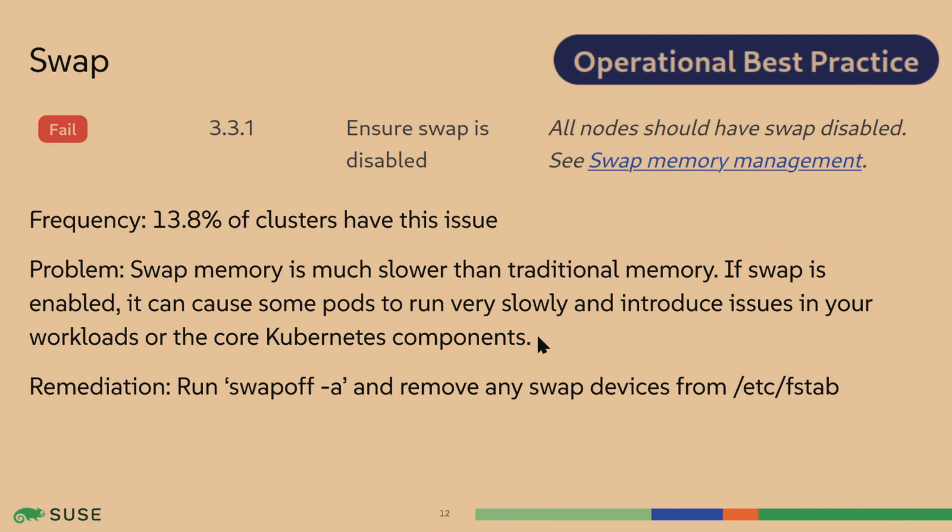Luckily, this is easy to fix. You just turn off swap and remove the swap devices from fstab. You don't have to worry about swap anymore.